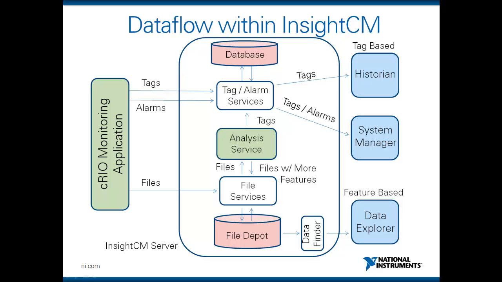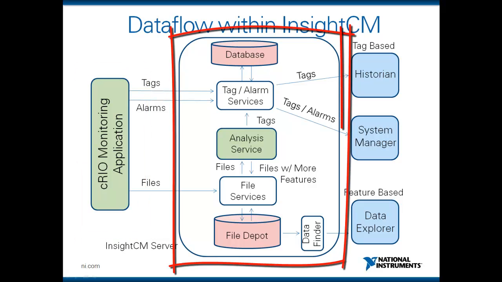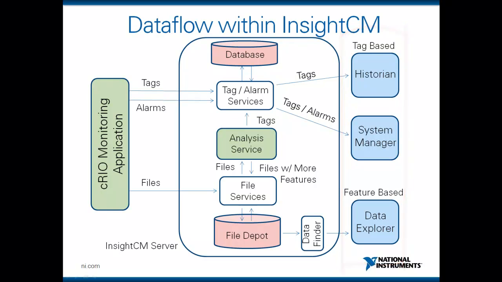So what I have here on this slide is our 4 subsystems plus an external historian. We have on the left our CREO application. In the center, we have our server. And on the right, we have our data explorer, the systems manager, which is the web page, and an external historian of some kind.